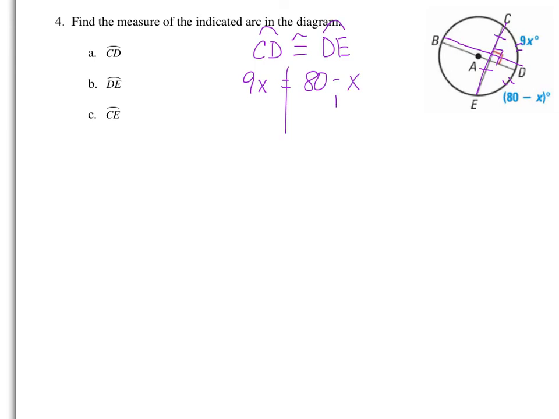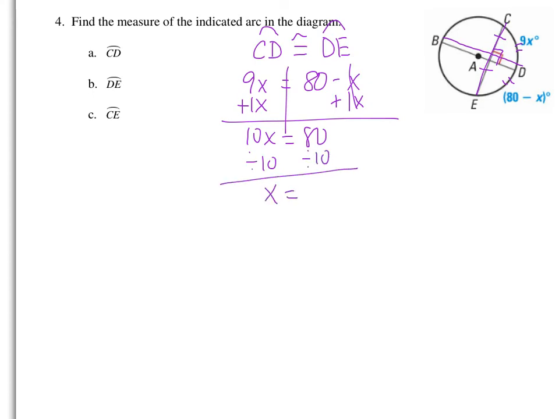Now we can add our 1x to both sides. So we get 10x equals 80. And then if we divide by 10, sorry, that was my phone. We get 80 divided by 10, so we get an 8.